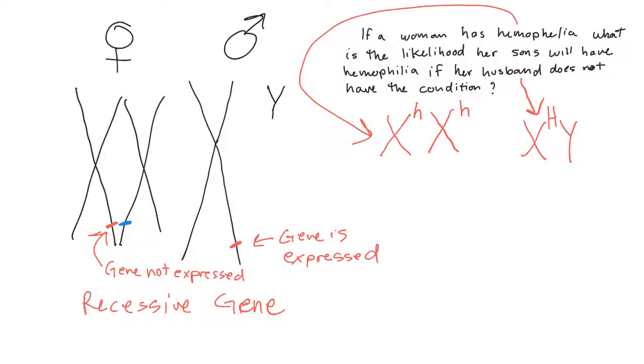So now, what's the probability that their sons will have this condition? Go ahead and see if you can work it out. You can use a Punnett square. And then we'll talk about it together.